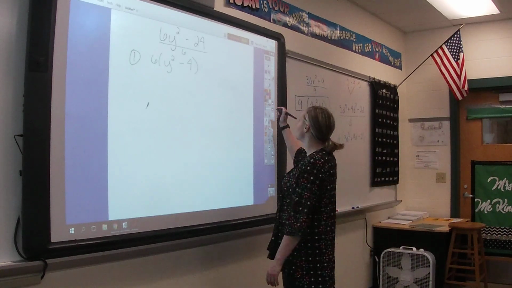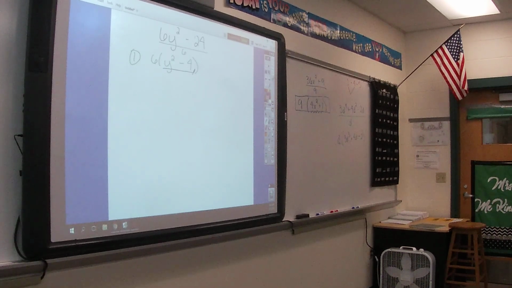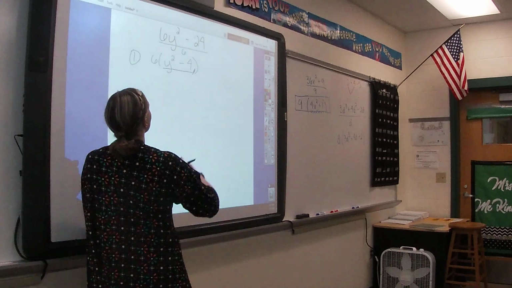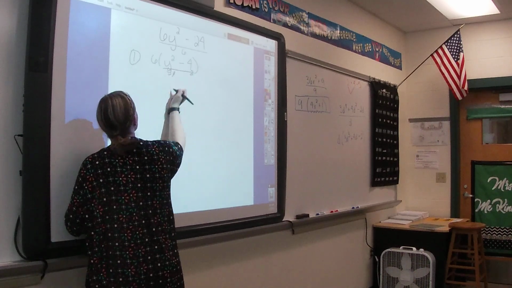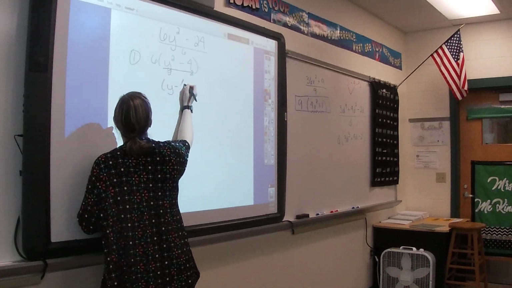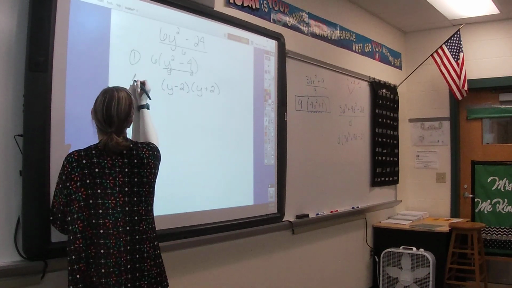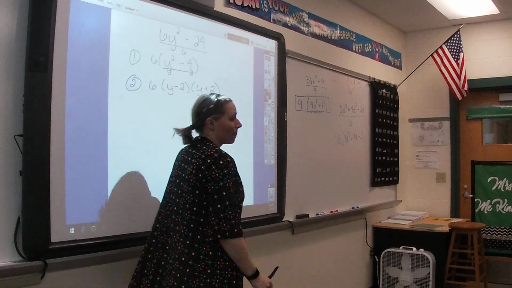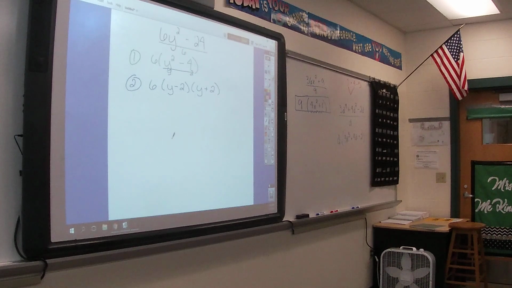Special case, right? Number of terms is 2, so with 2 terms we look for a special case. What number times itself gives us 4? 2. What number times itself gives us y squared? Y. Y times y. So this factors into a y minus 2 and a y plus 2. So 6 times y minus 2 times y plus 2 is also equivalent to our original polynomial.